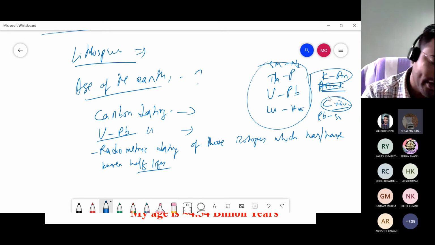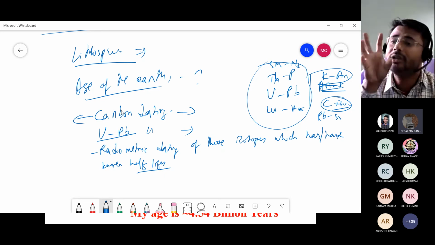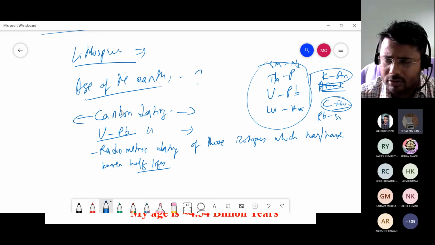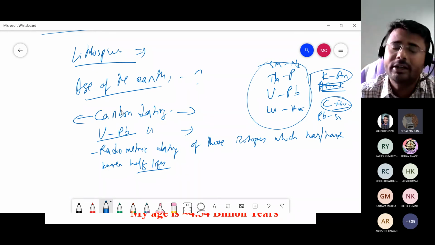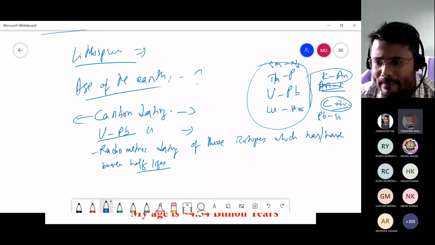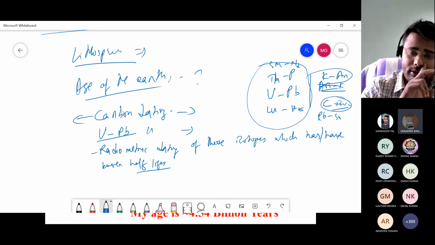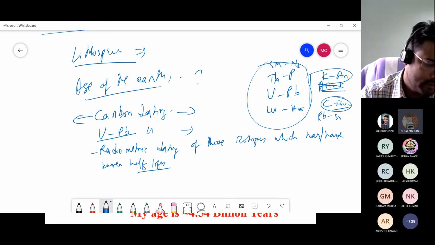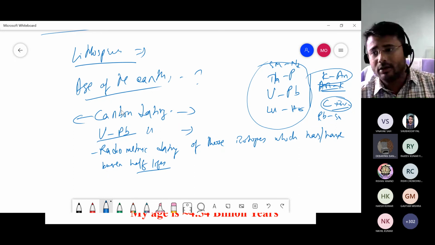And most importantly, whenever we talk about carbon dating, it is restricted to a particular type. So if you know about carbon dating, which carbon is being dated? Carbon-14. But there are two types of carbon, right? Carbon-12 and carbon-14. Those are isotopes. There are two types of carbon.